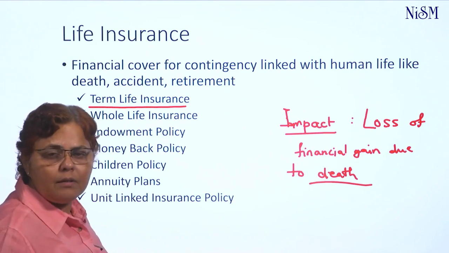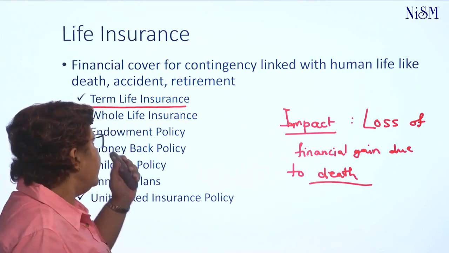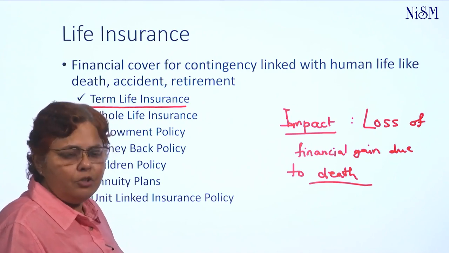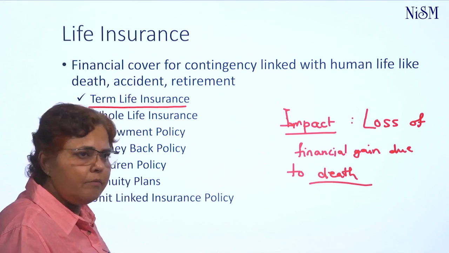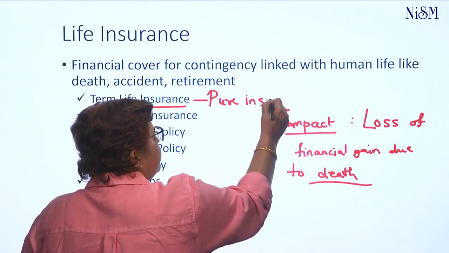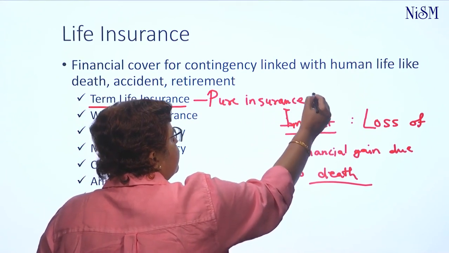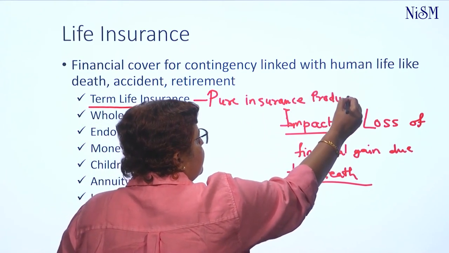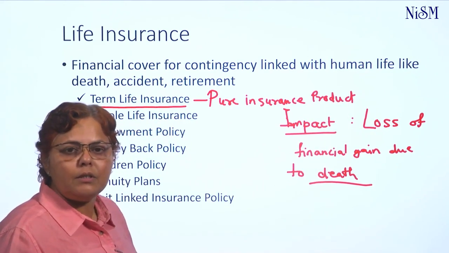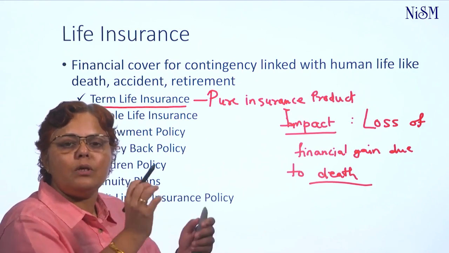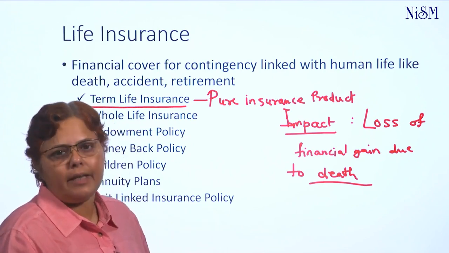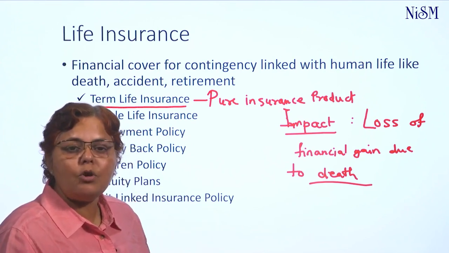Very important, most important in this case will be term life insurance. Term life insurance is the only insurance which is a pure insurance product. In this kind of term insurance, the person pays premium to the insurance company and gets a cover on his life. The cover is called sum assured.